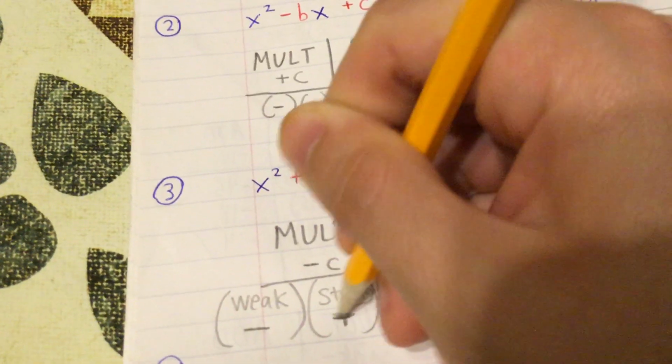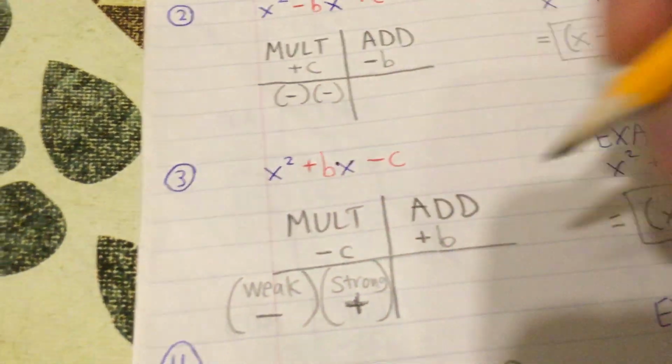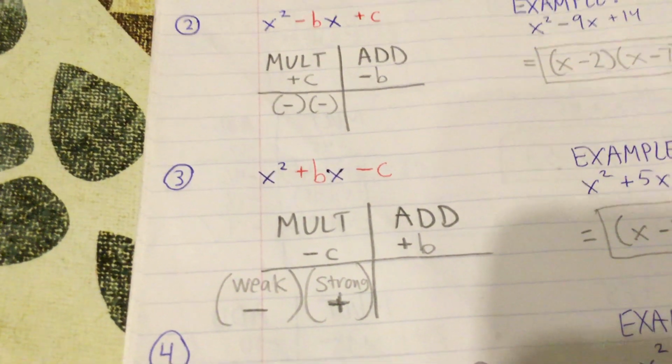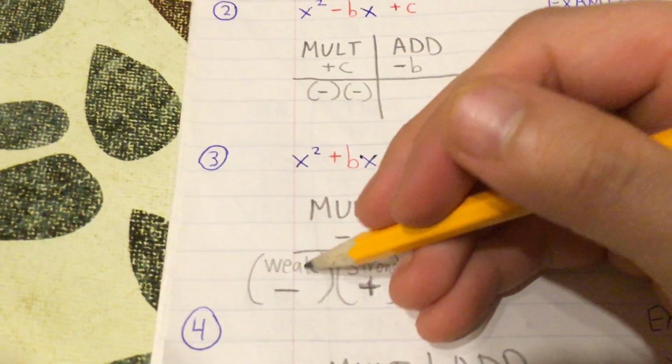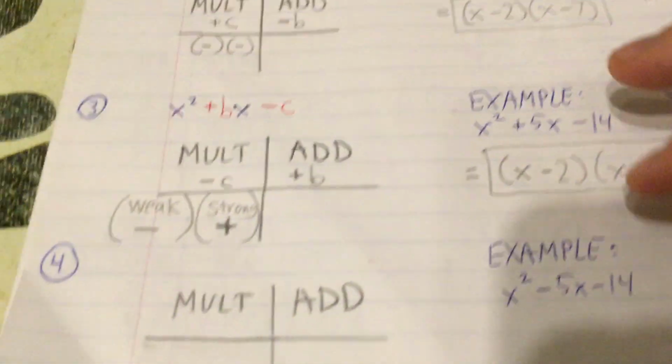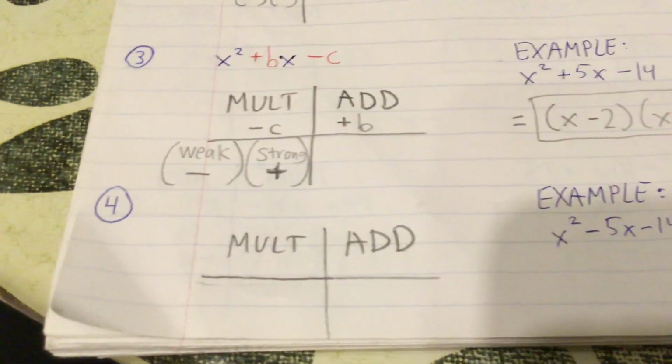So the bigger digit is going to be positive. The weaker digit is going to be negative because it has to add to be positive. Okay, so let's take a look at the last case.